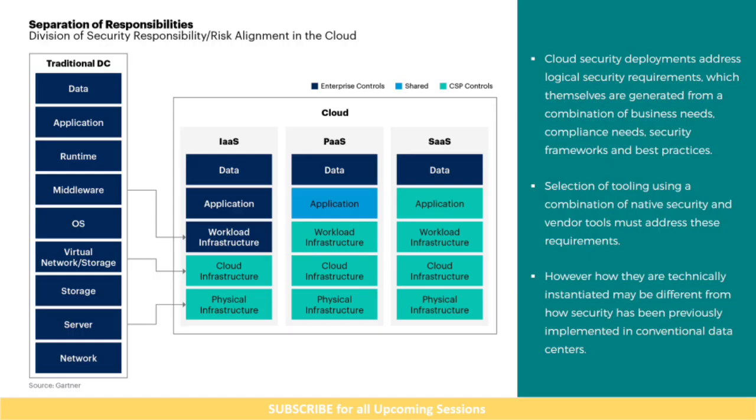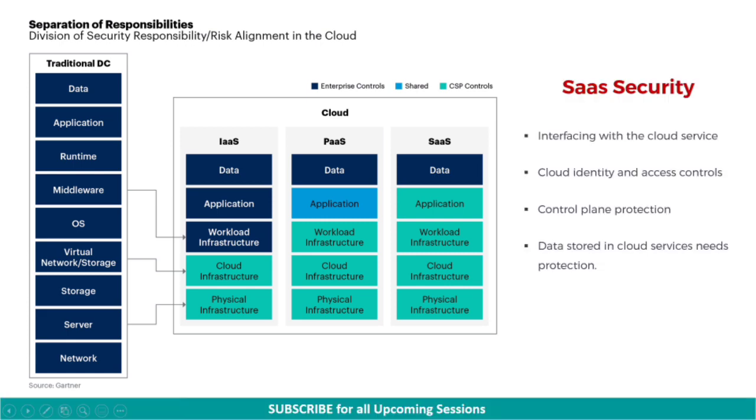How to select and position security capabilities in distinct types of cloud deployment is critical to effective security. Cloud security deployments address logical security requirements, which themselves are generated from a combination of business needs, compliance needs, security frameworks and best practices. Selection of tooling using a combination of native security and vendor tools must address these requirements. However, how they are technically instantiated may be different from how security has been previously implemented in conventional data centers.